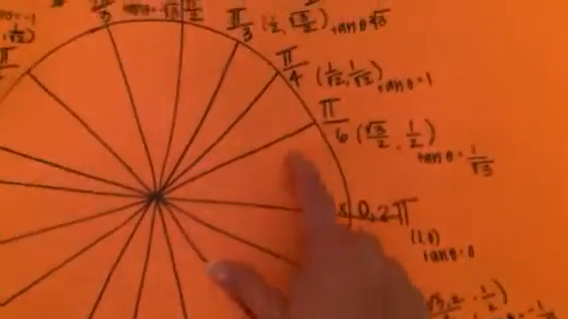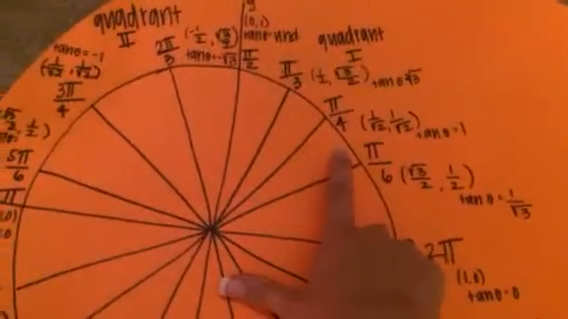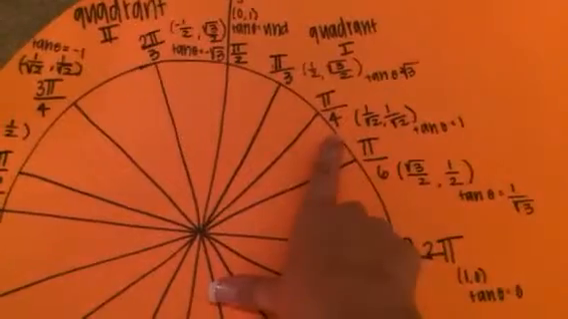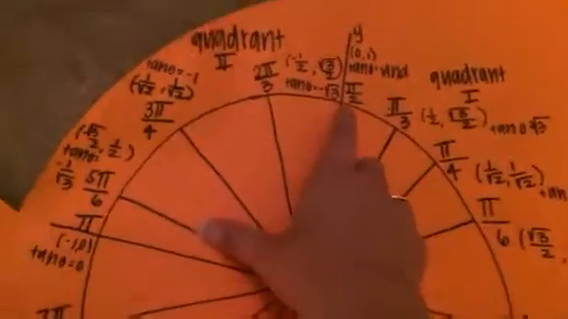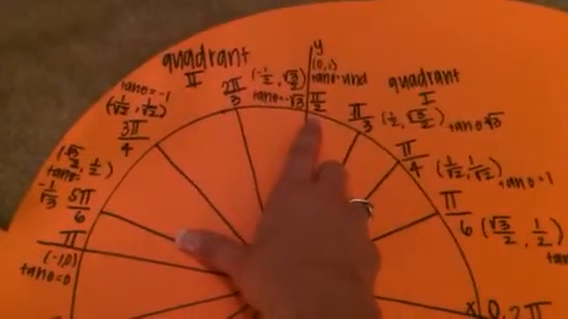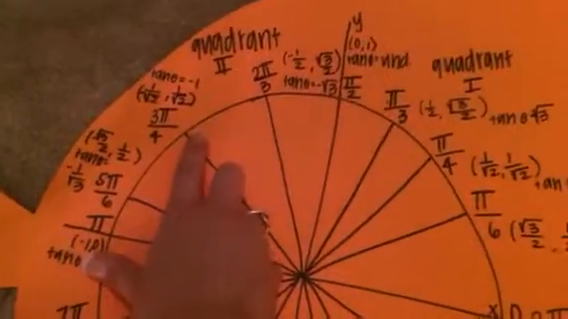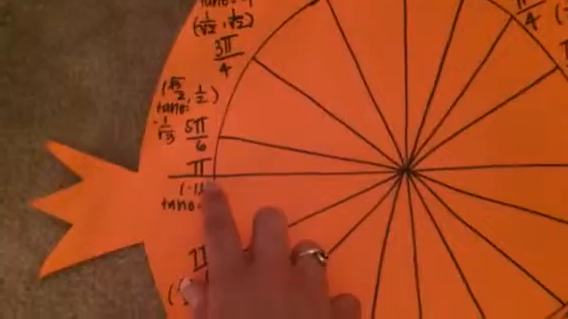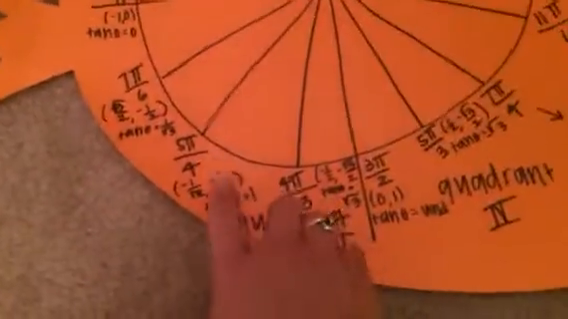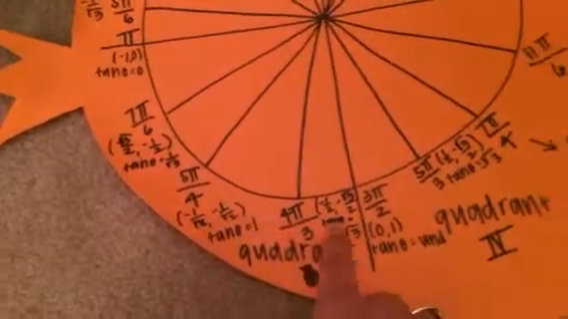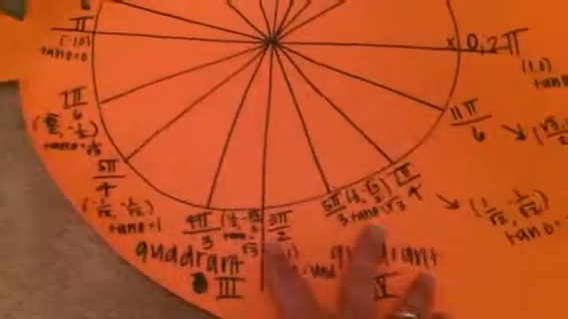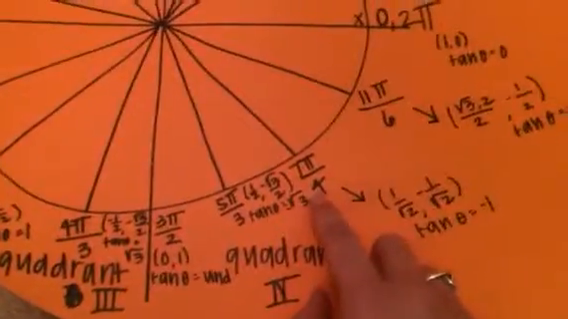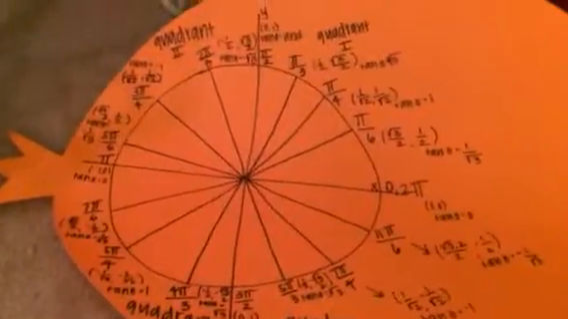But then you also have pi over 4 every 45 degrees. So you start here at pi over 4. Then this is 2 pi over 4, which simplifies to pi over 2. Then you have 3 pi over 4, which can't be simplified. 4 pi over 4, which in turn equals just pi. 5 pi over 4, which can't be simplified. 6 pi over 4, which simplifies to 3 pi over 2. 7 pi over 4, which can't be simplified. So that is all your radians.